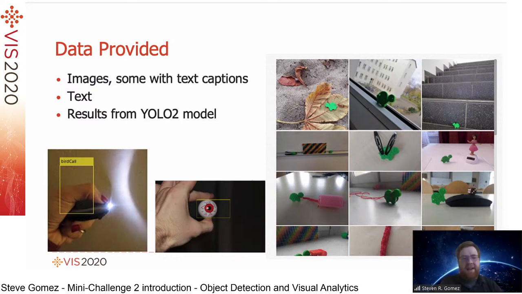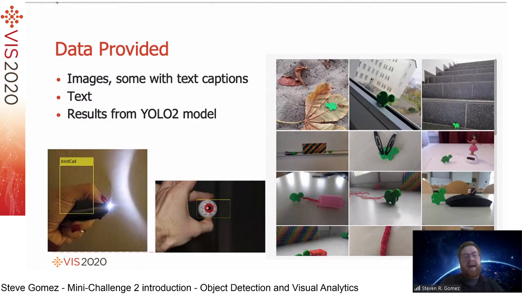So you can see a lot of examples here of this little green turtle that appears in a bunch of different settings. So we have these images from these 40 people that we're trying to narrow down. A lot of the images also have these text captions that are describing contents of the photo, or maybe alluding to the context in which the photo was taken.